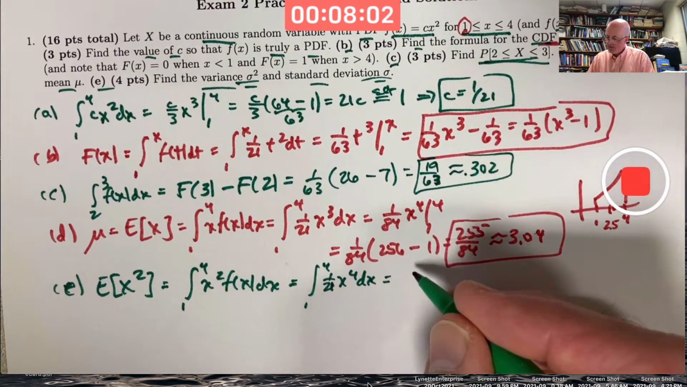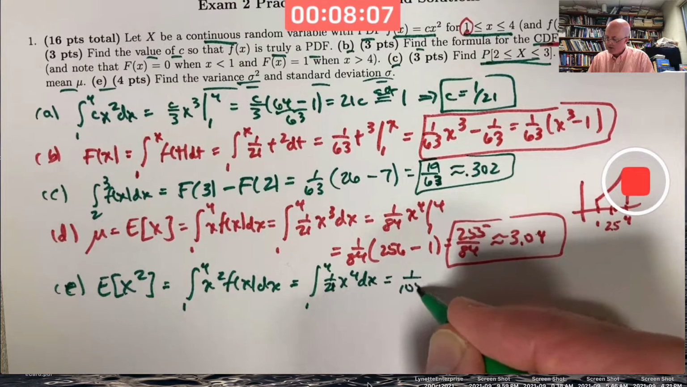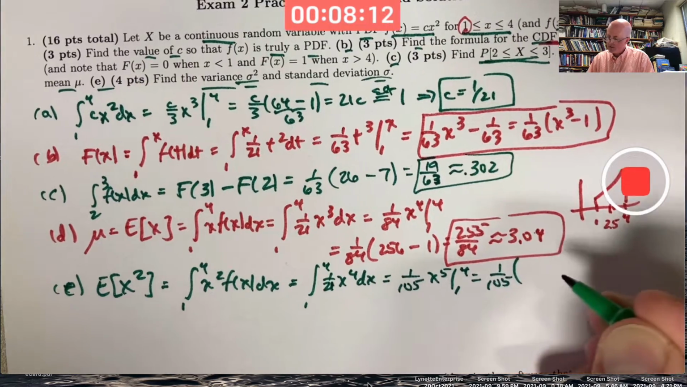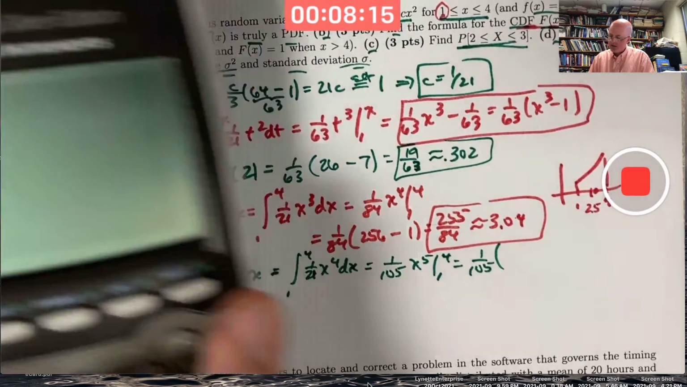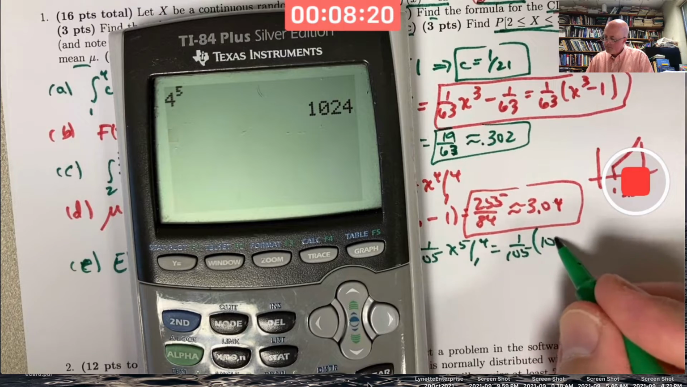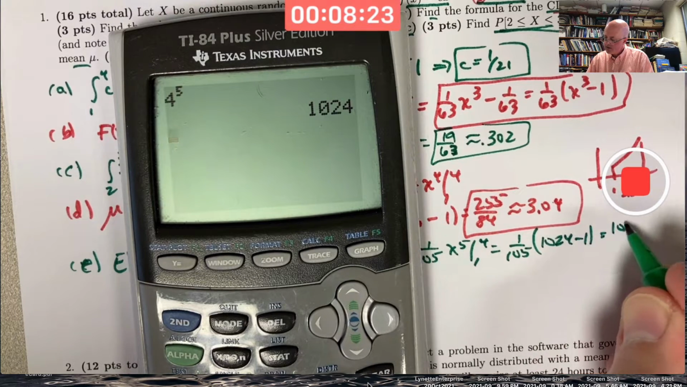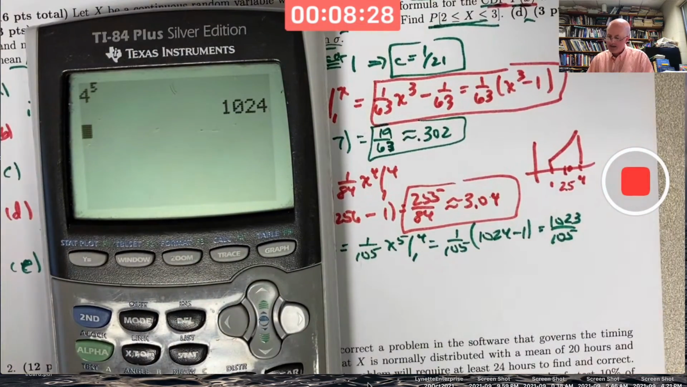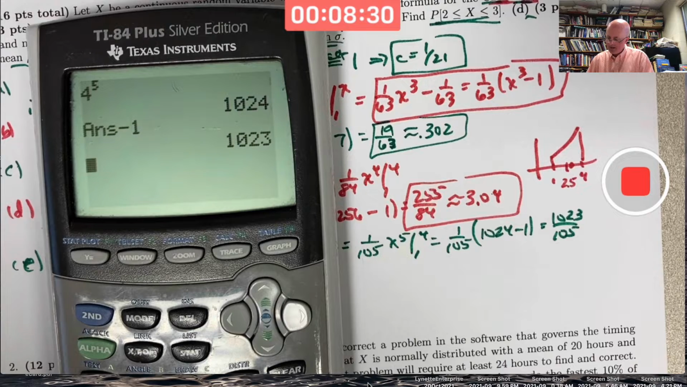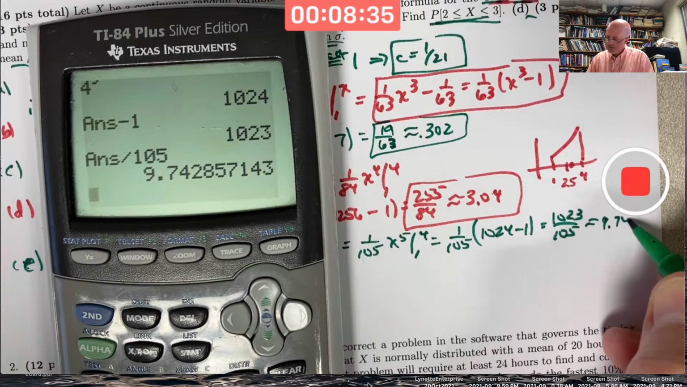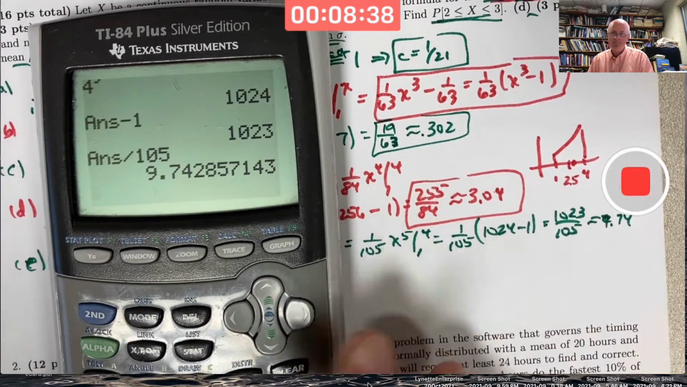Divide everything by 5. 21 times 5 is 105, so I get 1 over 105, x to the 5th, evaluated from 1 to 4. 1 over 105, 4 to the 5th. That'll be 1,024, I think. 4 to the 5th is 1,024 minus 1, so this is 1,023 divided by 105. That's the second moment, not the variance yet, right? The second moment doesn't equal the variance. This is about 9.74. That's the second moment.